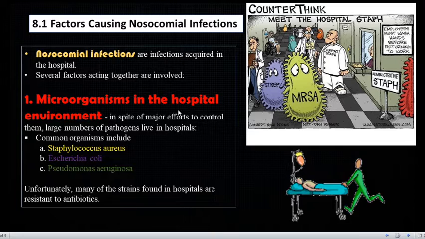Okay? Now, you can acquire your nosocomial infections, class, inside nursing homes, so if you're visiting, or in healthcare facilities such as clinics and hospitals. Ayan o, so nosocomial infections are infections acquired inside the hospital. So these are the several factors that are acting together, okay, in order for you to get nosocomial infection. So meron tayong ilang factors, 1, 2, 3. So 3 factors. Okay, so the first factor, okay, additional information lang class.